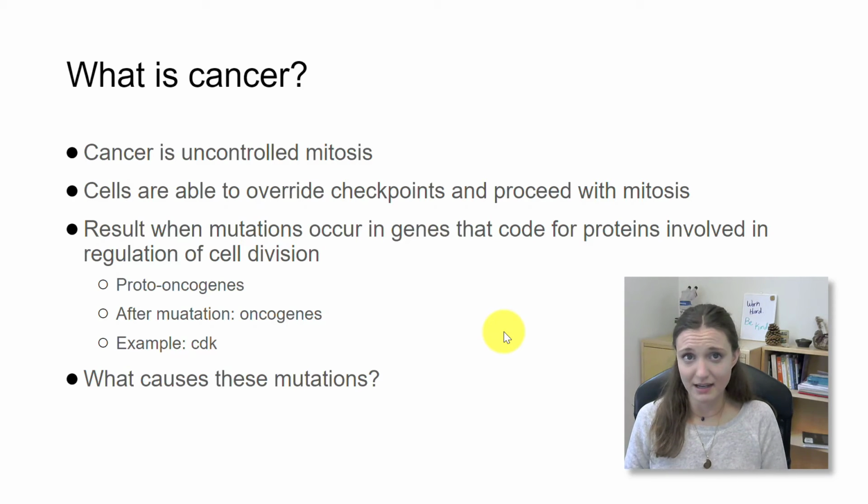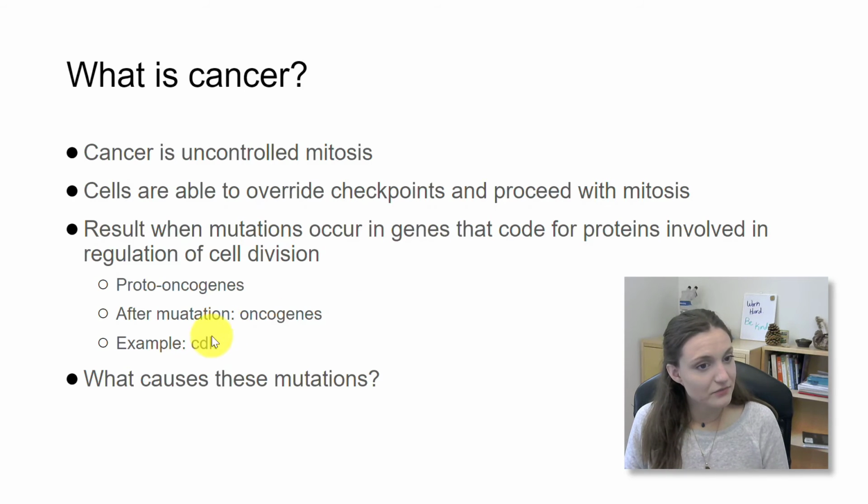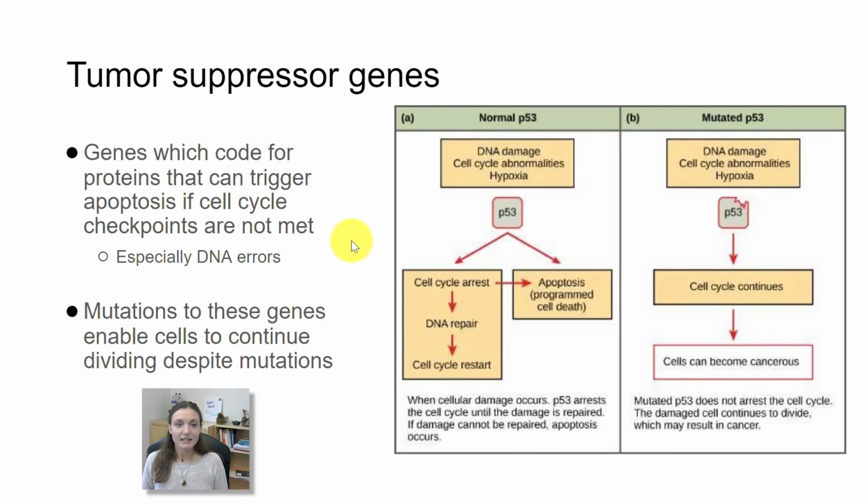Every time our DNA replicates, there's a chance that there's going to be some mutations in there, right? But if this gene is mutated, cancer is highly likely. So the CDK gene codes for a protein called p53. And what p53 is doing is it's part of those checkpoints. It's a protein that is checking for DNA damage, checking for cell abnormalities. It's also sensitive to hypoxia, so low levels of oxygen.